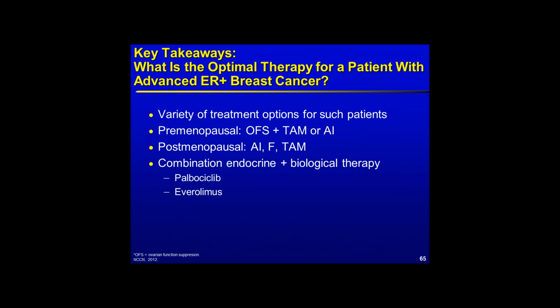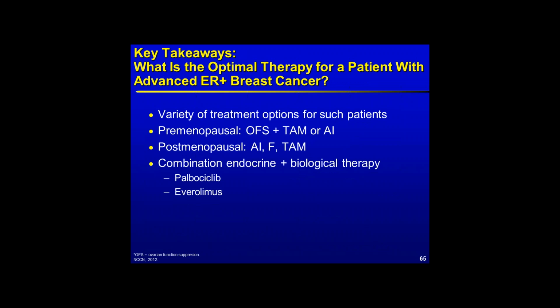Well, what's the optimal therapy for a patient with advanced ER-positive breast cancer? We have a lot of options in the metastatic setting. For premenopausal women, we typically do ovarian suppression or ovarian ablation by oophorectomy, and then typically start an aromatase inhibitor or tamoxifen. Postmenopausal women get an aromatase inhibitor or fulvestrant or tamoxifen, and increasingly we're using combination endocrine therapy and biological therapy.